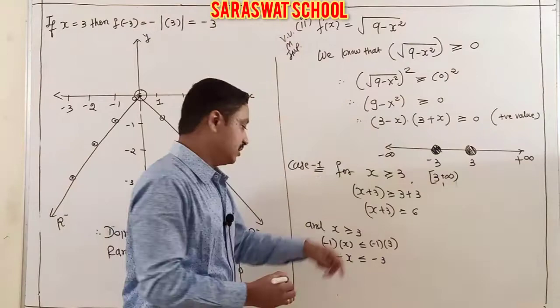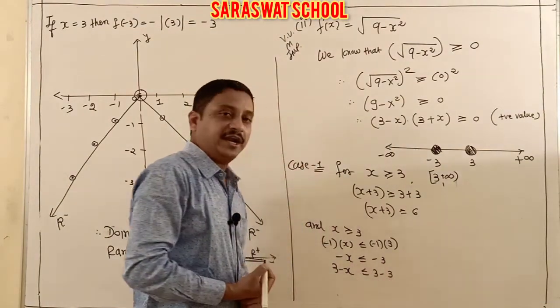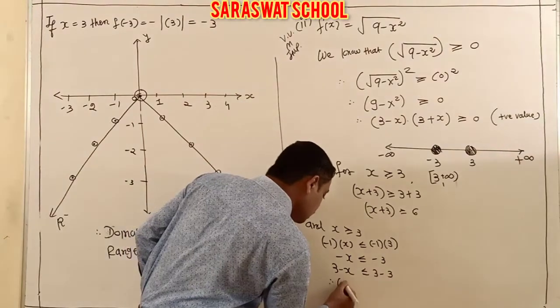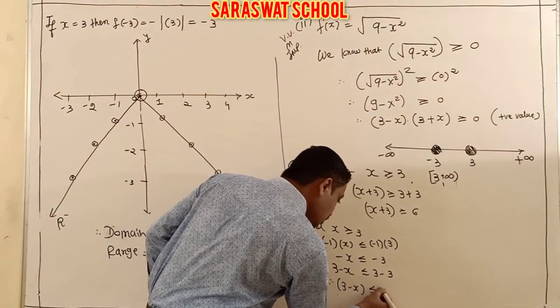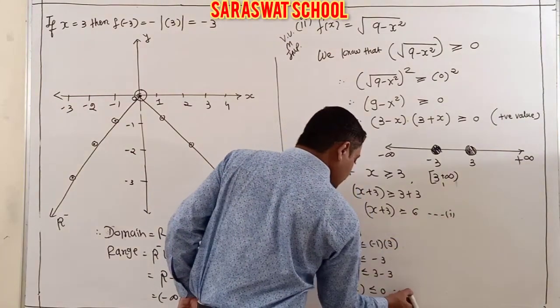Now add the 3 on both sides. If you added 3, what you get? 3 minus x less than or equal to 0. Students, this is statement 1. And statement 2, check.